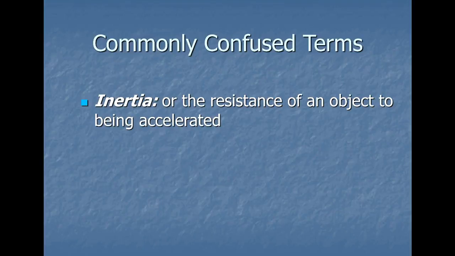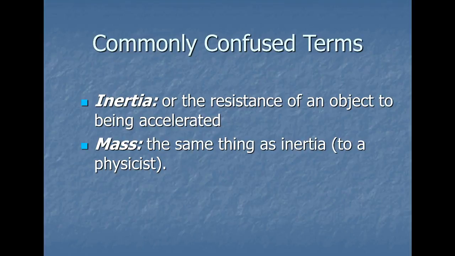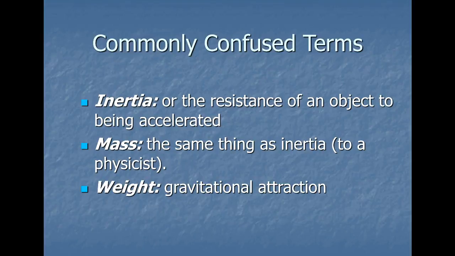First of all, inertia itself is the resistance of an object to being accelerated, but we quantify that with mass. So mass is sort of the physical quantity to which we ascribe inertia. Mass is usually measured in kilograms. Weight is actually the force of gravity on a mass.